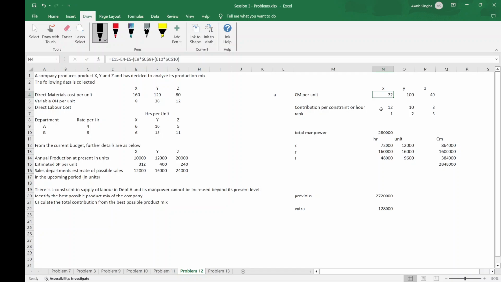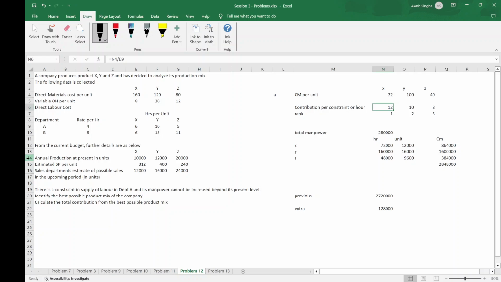To make 72 contribution margin, we need 6 hours of A, right? So per hour we are getting 12. To create 100 contribution margin, we need 10 hours of A, meaning 10 per hour, and for the same, 8 per hour. So here you can see that X is most profitable on a per hour basis. Rank is 1, 2 and 3. Now the rank is given, and we have to calculate how much total manpower there is.